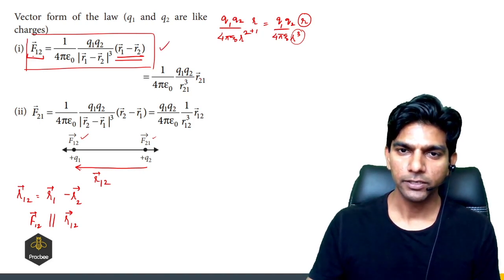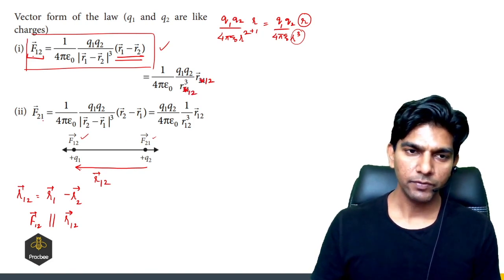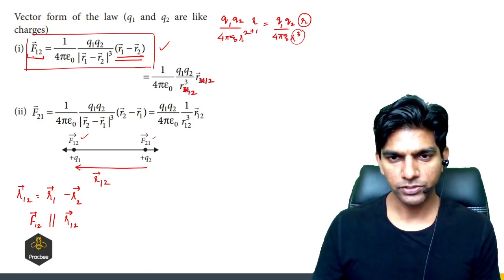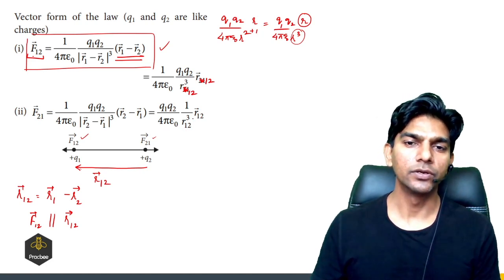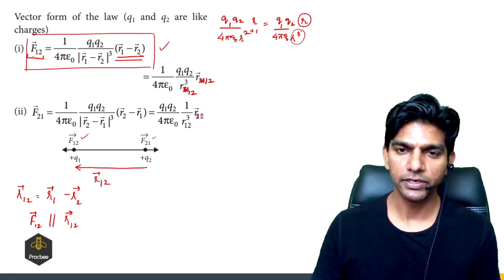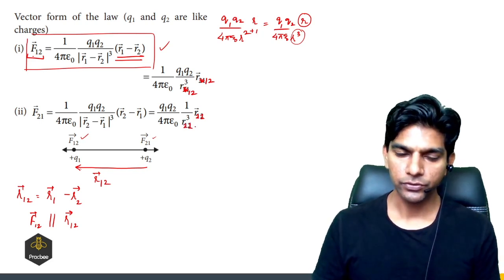It should be 1, 2, right? Here we have 1, 2. Similarly, we can write down F21, which is Q1 Q2 R21 upon 4 pi epsilon naught R21 cubed, not 1, 2. So here it will be 2, 1, right? This will be 2, 1. I hope it is clear to you.